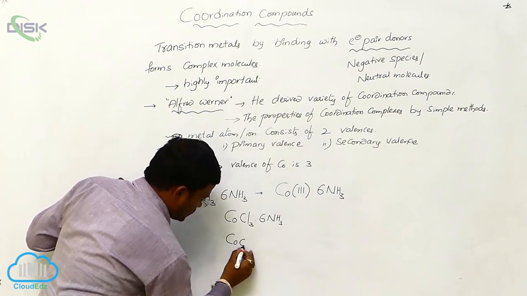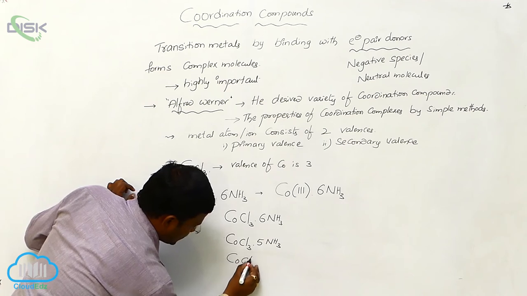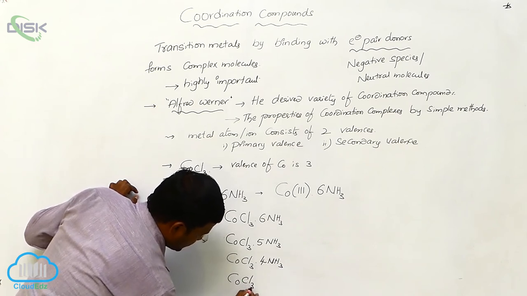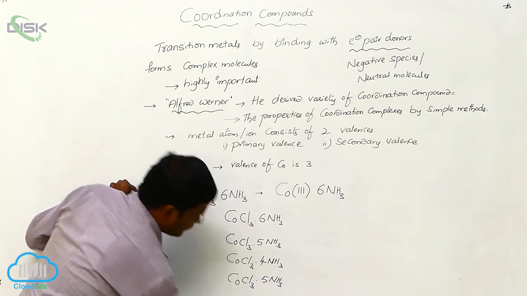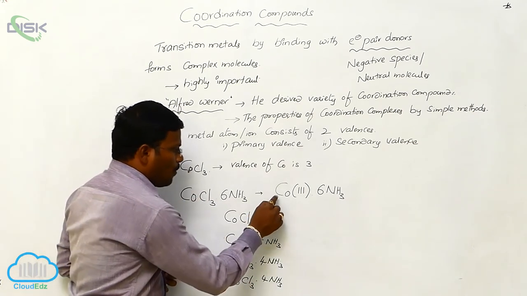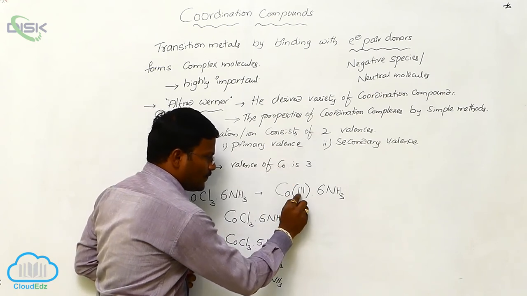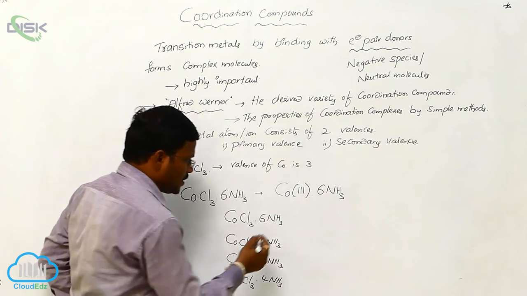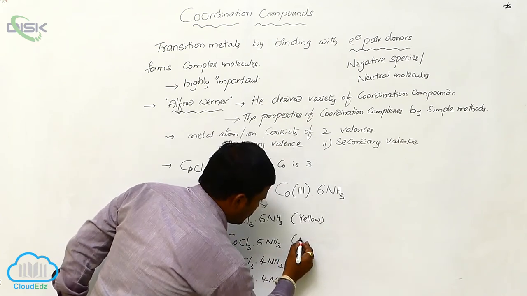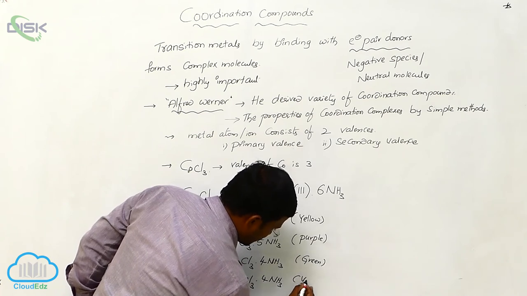Similarly, CoCl3.5NH3, CoCl3.4NH3, and one more, CoCl3.4NH3. In all these, the cobalt oxidation state is +3. We denote it in parentheses with a Roman numeral, where it is bound with 6 ammonia molecules. The first complex molecule shows yellow color, whereas the second one shows purple color, the third one greenish, and the fourth one violet color.